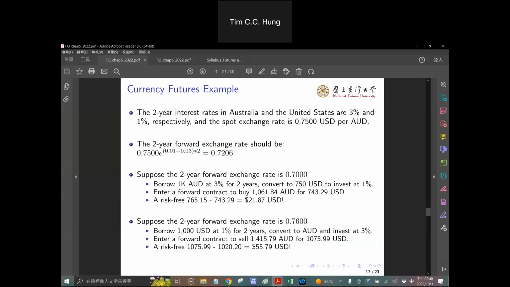The Australian forward contract. We want to take advantage of this mechanism, this contract, and we are standing at the side to buy Australian dollars using US dollars through this forward. That's the idea, because it's underpriced compared to the right level.